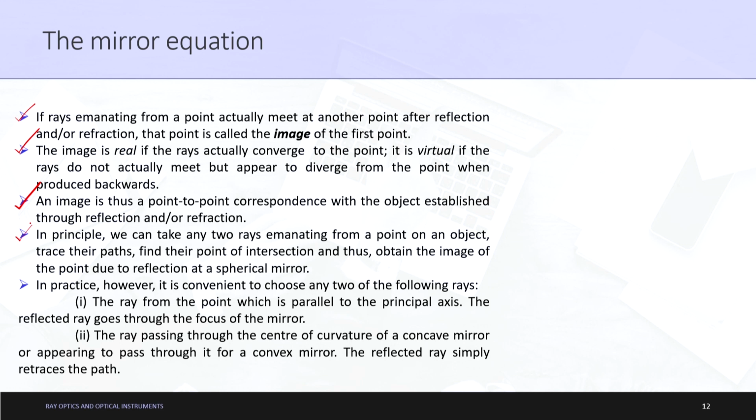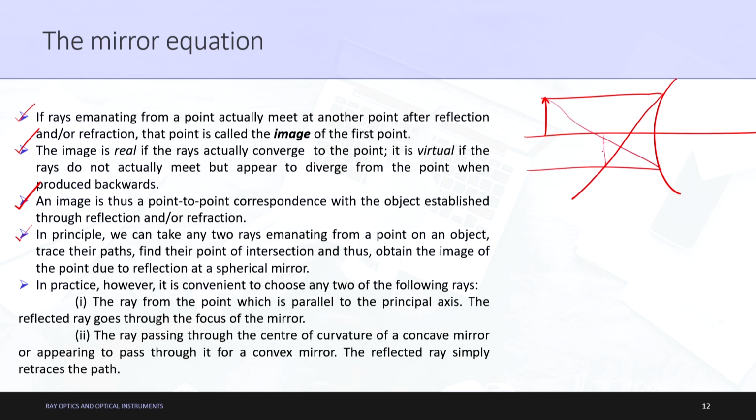Quite evident. So even if you take, let us suppose for an example, this is the mirror, this is the principal axis, this is the height of the object. If you take one ray of light like this, and you take another ray of light like this, you can find out the value of the height of the image. That is the only thing which we talked about. So this is one ray of light, this is the second ray here. In principle we can take any two rays emanating from a point on an object, trace their paths, find the point of intersection, and thus obtain the image of the point due to reflection at a spherical mirror. Quite evident.